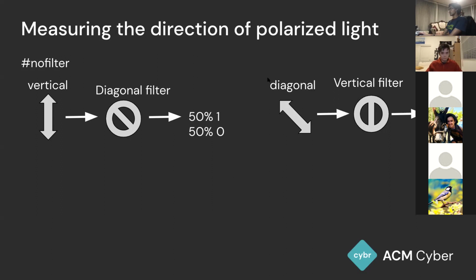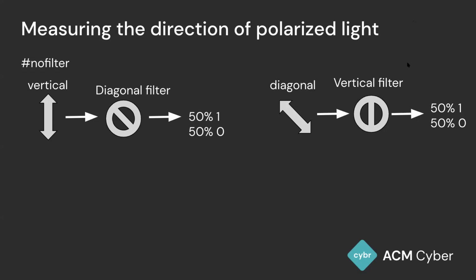And as you can probably guess, the same if you input a diagonal photon into a vertical filter. You're going to get a 1 with a 50% chance and a 0 with a 50% chance.